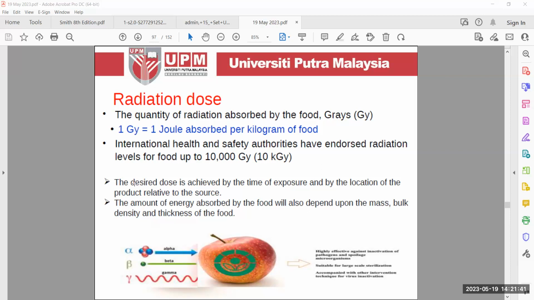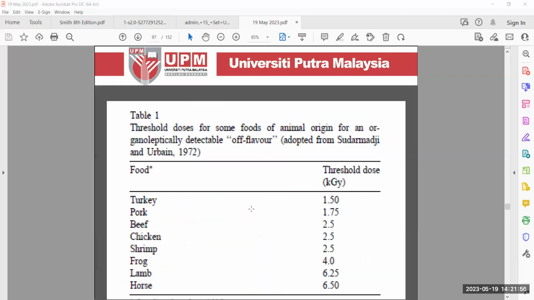Okay, the desired dose is achieved by the time of exposure and by the location of the product relative to the source, and the amount of energy absorbed by the food will also depend on the mass, bulk density, and of course the thickness of the food. So these are the thresholds. Basically, the maximum limit that it can absorb radiation before it develops an off flavor.